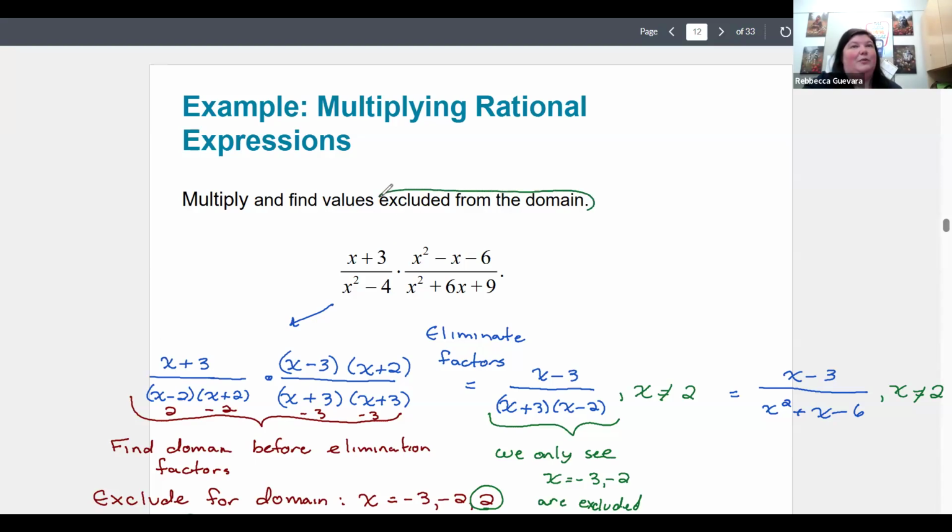So we just have to remove that point is all we're doing. So when we talk about exclusions from the domain, that comes from what I originally excluded, which is the negative 3, negative 2, and 2. That's what's excluded. And when we simplify, this is the only thing we have to note as still excluded, because the other two are already in there as factors that we eliminate.